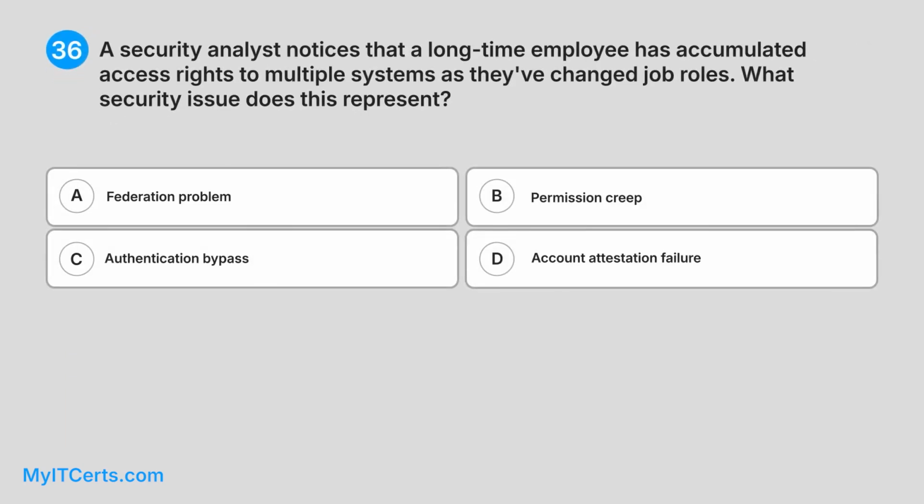36. A security analyst notices that a long-time employee has accumulated access rights to multiple systems as they've changed job roles. What security issue does this represent? A. Federation problem. B. Permission creep. C. Authentication bypass. D. Account attestation failure.